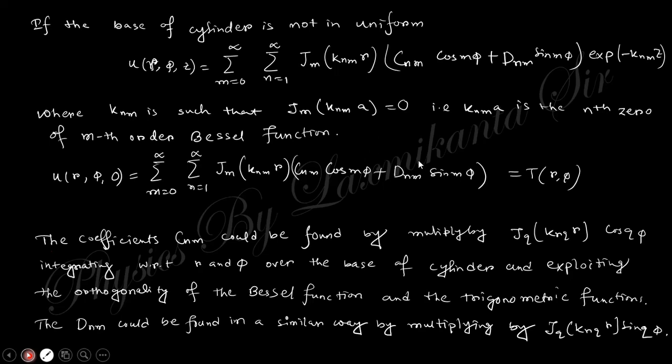If t0 is not a constant, then this is phi dependent. If this is phi dependent, this also arises, and the constants can also be obtained from this process. Just multiply by this one and integrate, and you will get the constant c n m, and if you multiply with that one, you will get the constant for n m. Clear? So this is the solution for the partial differential equation, the Laplace equation, in the cylindrical coordinate system.